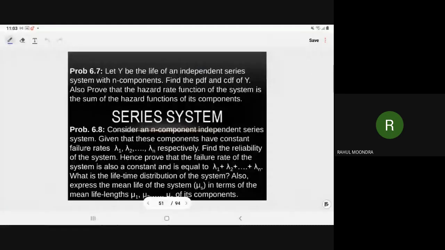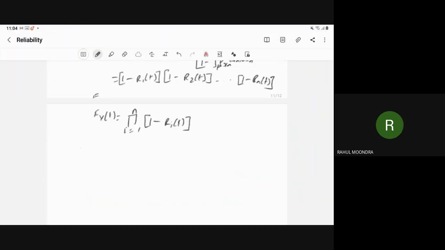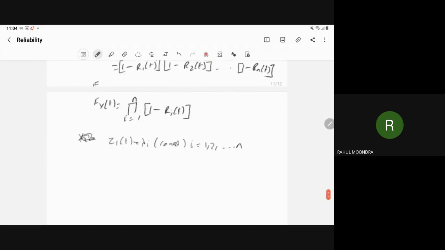Then in question 6.8, consider an n-component independent series system, meaning all the components work independently. These components have constant failure rates lambda 1, lambda 2, ..., lambda n respectively. So the information given is that Zi(t) is equal to lambda i, a constant, where i is equal to 1, 2, ..., n.